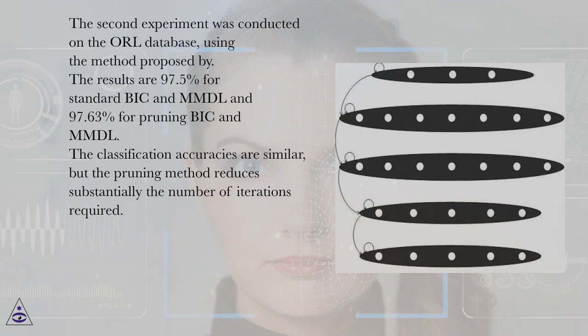The second experiment was conducted on the ORL database, using the method proposed by. The results are 97.5% for standard BIC and MNDL and 97.63% for pruning BIC and MNDL. The classification accuracies are similar, but the pruning method reduces substantially the number of iterations required.